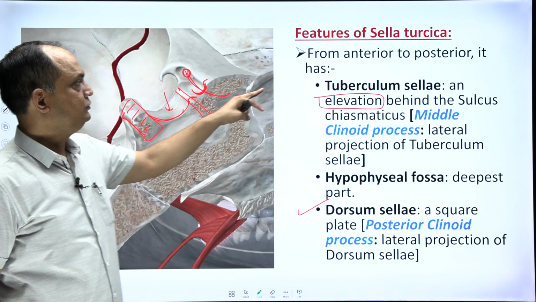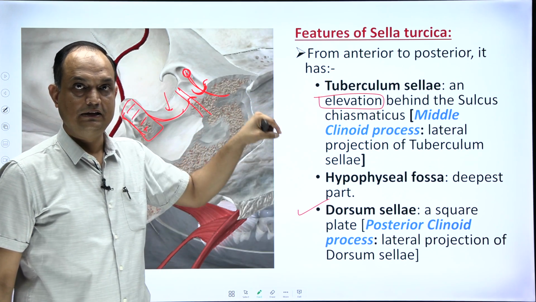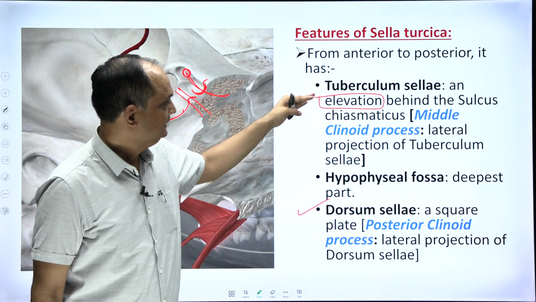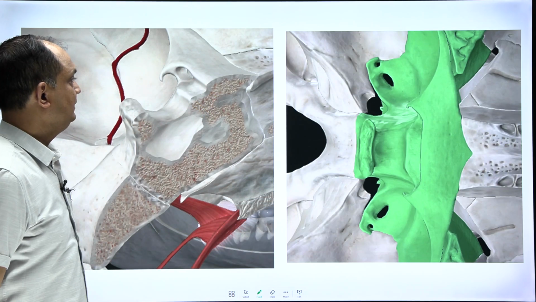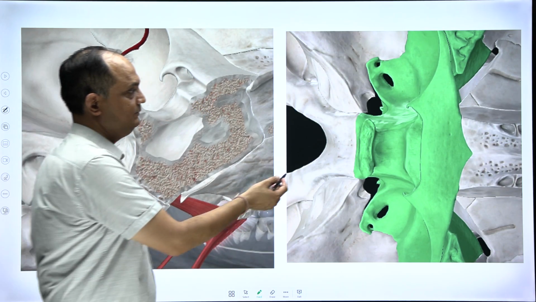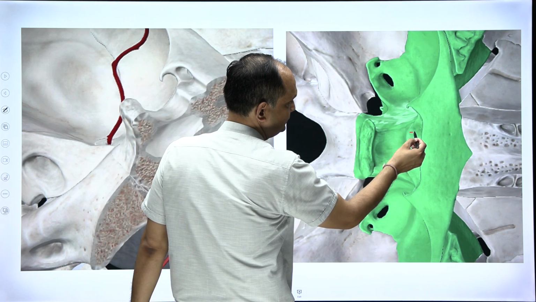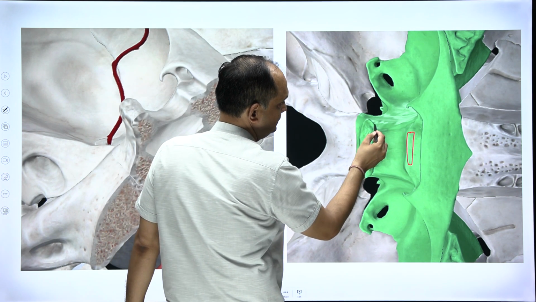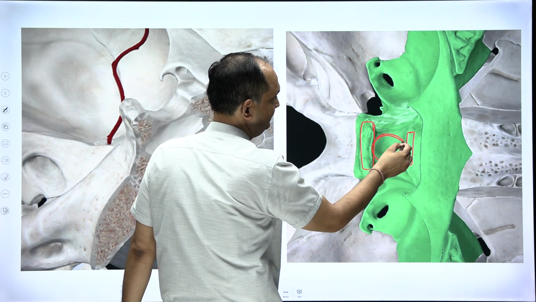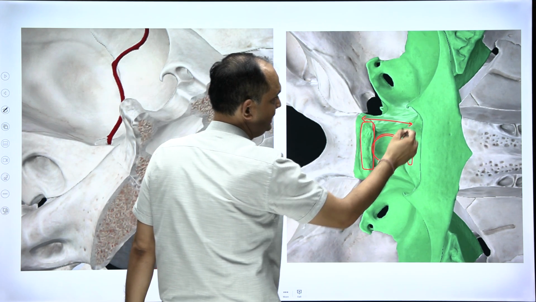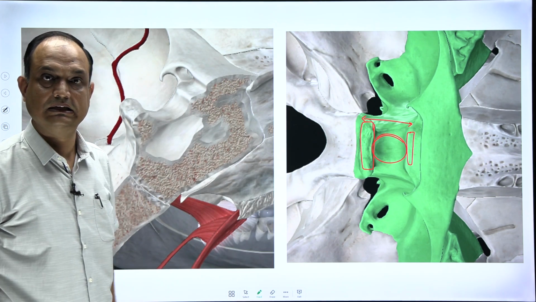Clear? So what is tuberculum sellae? It is a small elevation anteriorly, then the hypophyseal fossa, and then the dorsum sellae. Here in this image you can see that this projection is the tuberculum sellae, this bony plate is the dorsum sellae, and this middle fossa is the hypophyseal fossa, and this whole area is known as Sella Turcica.